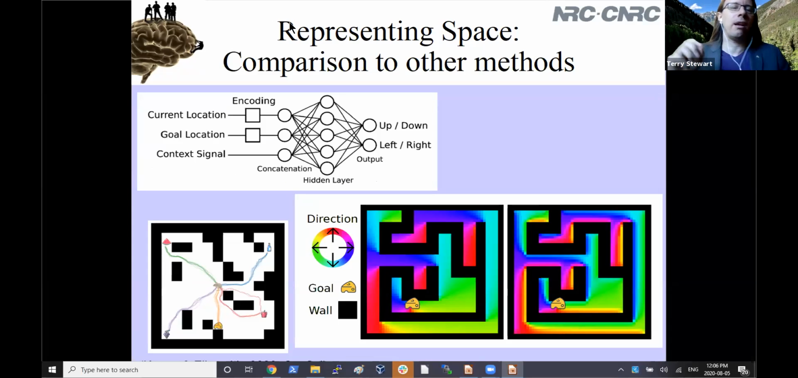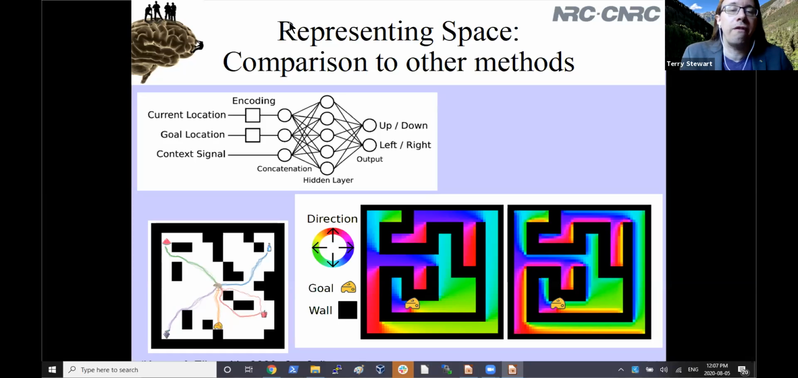We're going to feed in a current location, a goal location, and a signal that indicates which maze you're currently on, and then we're going to train this network on like 100 different mazes, starting from all sorts of different locations and different goal locations. So, a big giant supervised learning task. Learn this set of 100 different mazes, such that given a current location and a goal, the output of the network is what direction you should go.